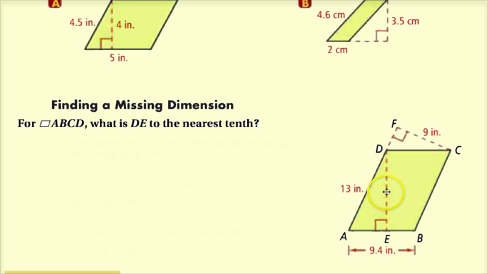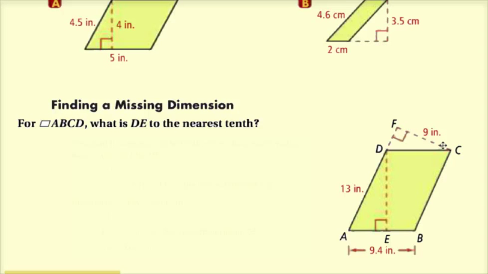I could call this X right here, but I don't have the area yet. But you can actually find the area because you have this base and this height. See how AD is a base and FC is a height. So if you were to multiply 13 times 9, do that out on your paper, that's the area of the parallelogram.